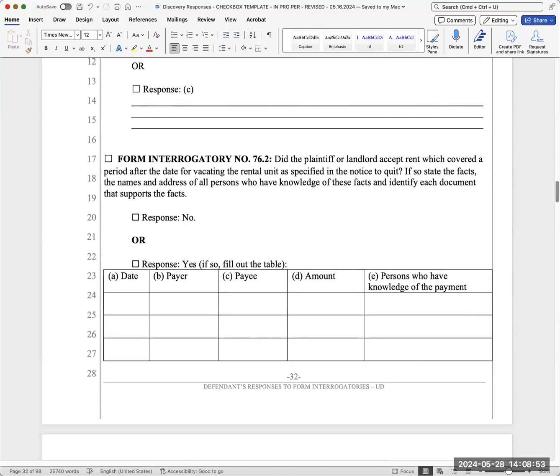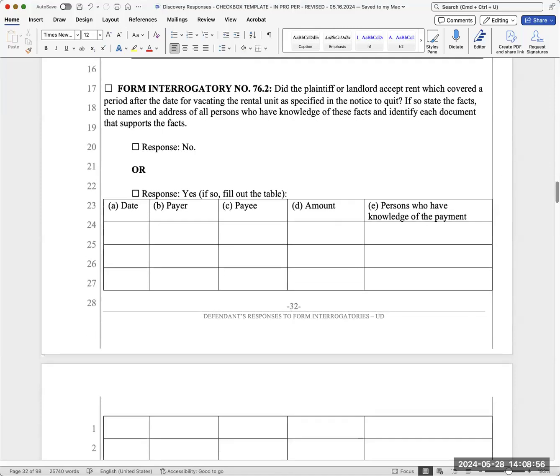76.2. Did the plaintiff or landlord accept rent which is covered for a period after the date for vacating the rental unit as specified in the notice to quit? If so, state the facts, the names and addresses of all persons who have knowledge of these facts, and identify each document that supports the facts. And this question is, if you get a notice to pay rent or quit, it's saying you must comply within this number of days. Could be 30 days, could be 3 days, not including the weekends and holidays.